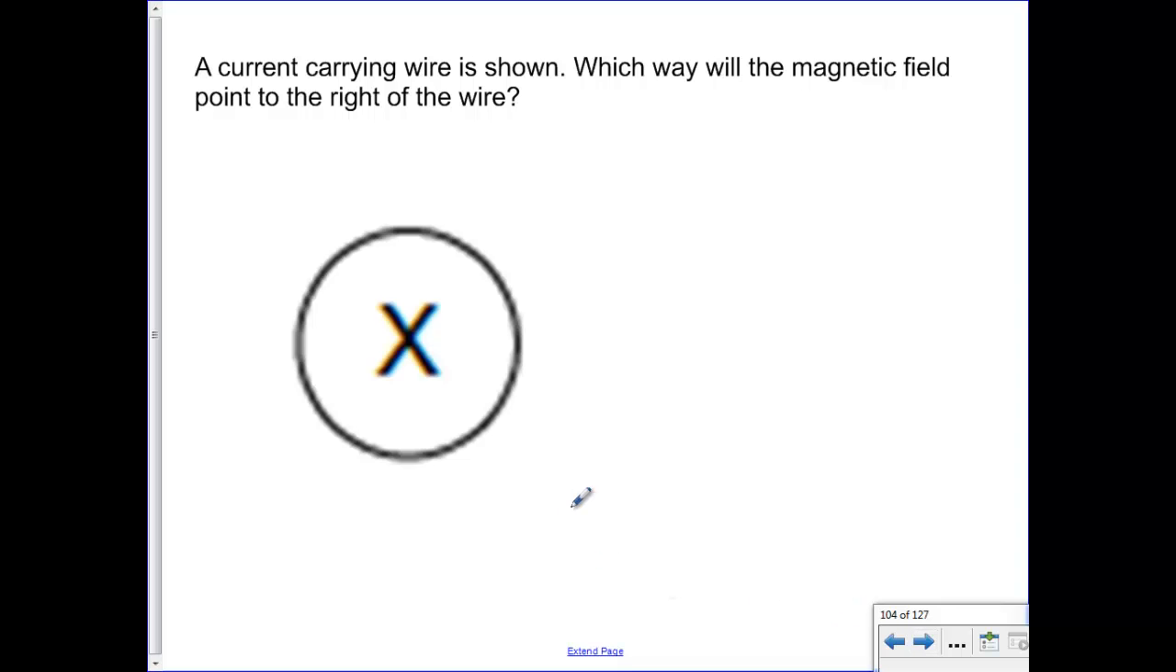Here's an example then. Here's a current carrying wire. Which way will the magnetic field point to the right of the wire? So for example, if I had a compass right here, which way would the compass point?